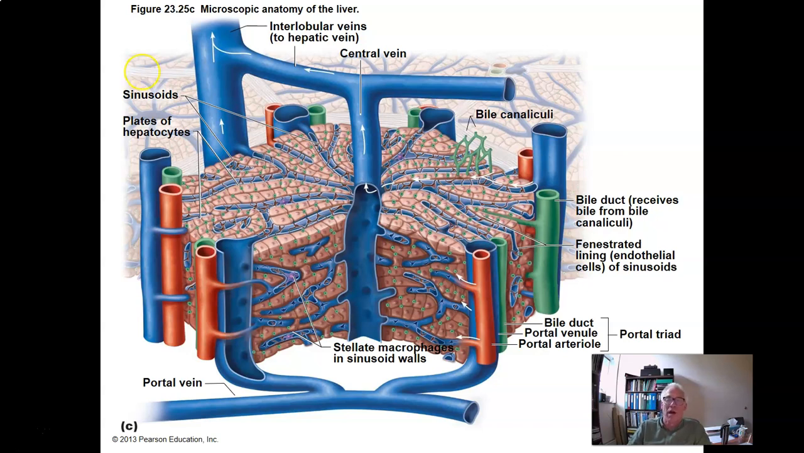And it's going to come into the lobule around the perimeter in these hepatic venules, and it's going to percolate through the sinusoidal capillaries, coming in contact with these plates of hepatocytes. And the hepatocytes are going to remove toxic agents and medicines and various things. Debris of all kinds. And at the same time, the liver is going to produce bile that's going to travel the opposite way into these bile ducts, which will then be sent into the duodenum.